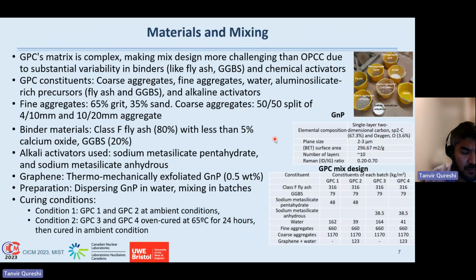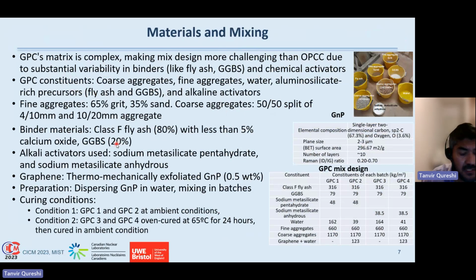So starting with the geopolymer mix, one of the challenges is the substantial variability in the binders, which are fly ash and GGBS. These are waste byproducts. There could be different variations in these waste byproducts and different chemical activators as well. So in this study, we used coarse aggregate, fine aggregates, water, aluminosilicate-rich fly ashes, and alkali activators.